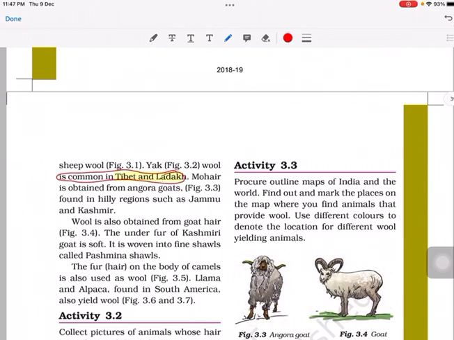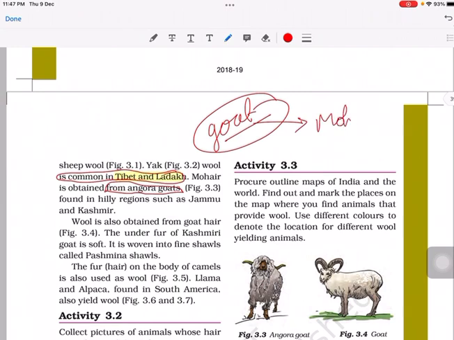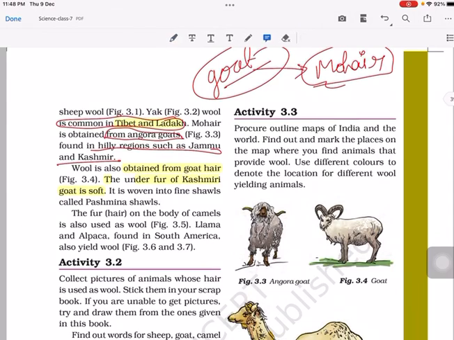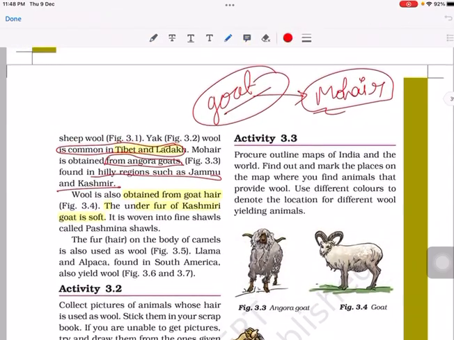Mohair is obtained from the Angora goat. Angora is a type of goat from which we obtain mohair. Mohair is a good quality wool, and these goats live in the hilly regions of Jammu and Kashmir. Wool is obtained from the goat hair, and the under fur of the Kashmiri goat is soft. Have you seen your mother's shawls that are very, very soft? They are obtained from that wool.